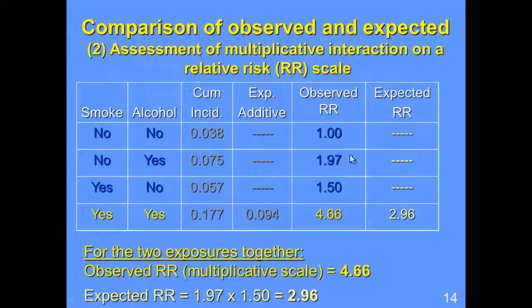Okay, so we multiply these 2 together, as here, and we get 2.96. So we compare our expected value for the joint effect of smoking and alcohol with the observed value for the joint effect of smoking and alcohol. And you can see, once again, the observed value is more than the expected. So we have synergy. So we have synergy on a multiplicative or a relative risk scale, whichever you prefer to say. So the 2 scales are effectively consistent in terms of they both show evidence of synergy.